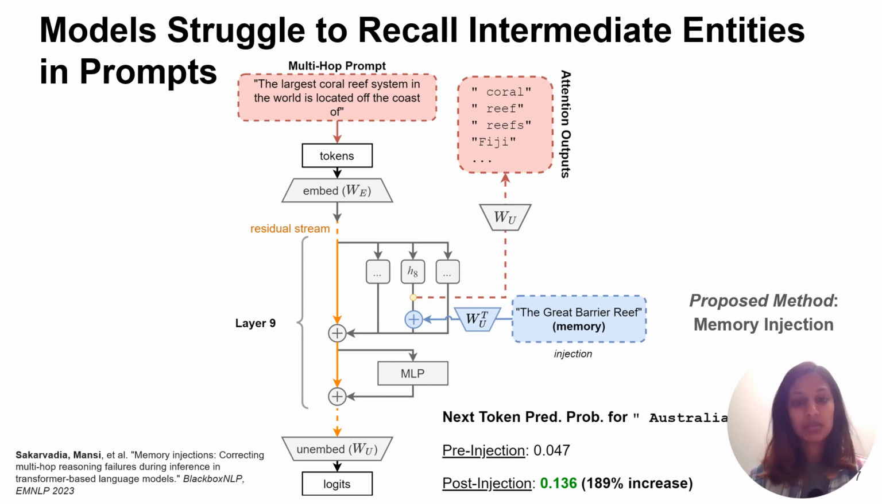The way we explicitly test or measure whether or not the memory actually benefited the model is by measuring the change in probability for a token that we're interested in. In this case, we're really interested in the model's ability to predict the next token, Australia. Therefore, we measure the probability of Australia being predicted before the memory injection to be about 0.047. After we inject the memory of the Great Barrier Reef into the model during inference, the probability of Australia goes up to 0.136, which is a 189% increase in that token's probability. This is really amazing because the single-hop prompt already had Australia being predicted as the number one most probable token.